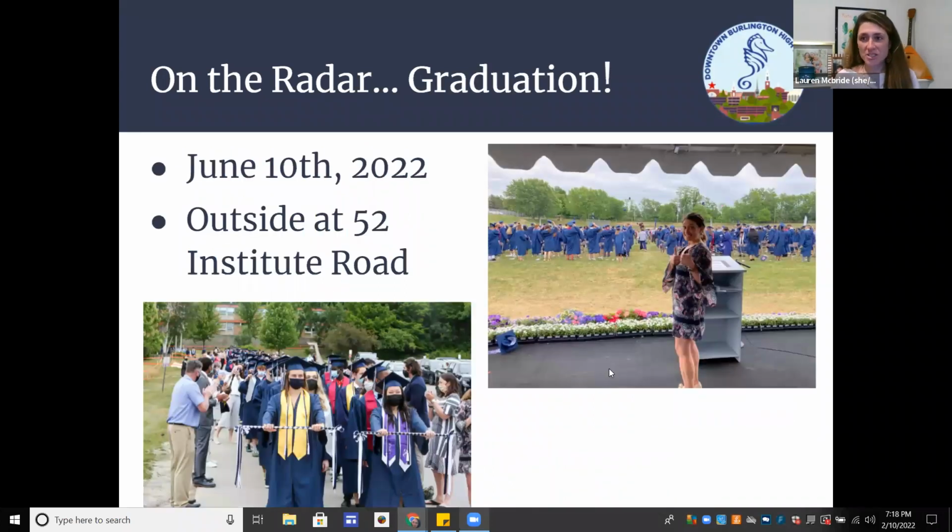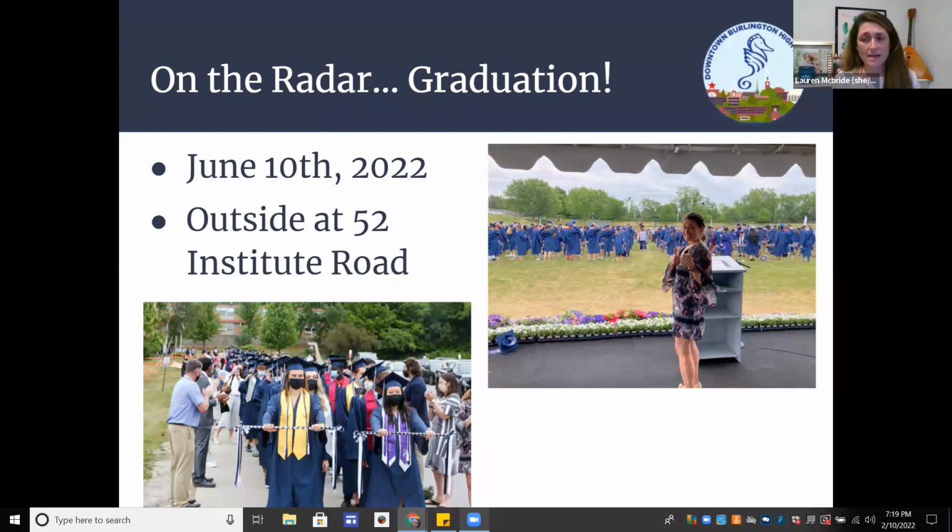And finally, graduation. We are already planning graduation as well. Our graduation is scheduled currently for June 10th, and it will be outside at 52 Institute Road. So if anyone saw our ceremony or drove by the old BHS last year, we will be having a very similar setup this year where our ceremony will be outside.